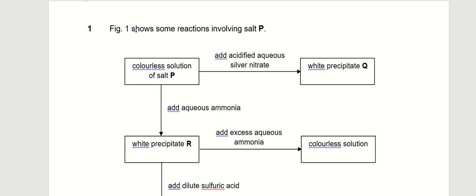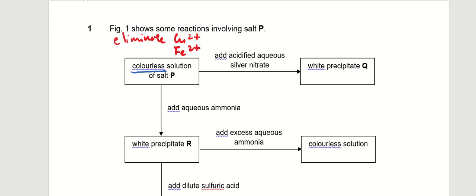Okay. Figure 1 shows some reactions involving a salt P. Now we notice here that salt P is colorless. Okay, that actually already tells you some things. You can actually eliminate the colored salts. That means you can eliminate copper 2 plus, you can eliminate the iron 2 plus. Okay, so those are just some hints.